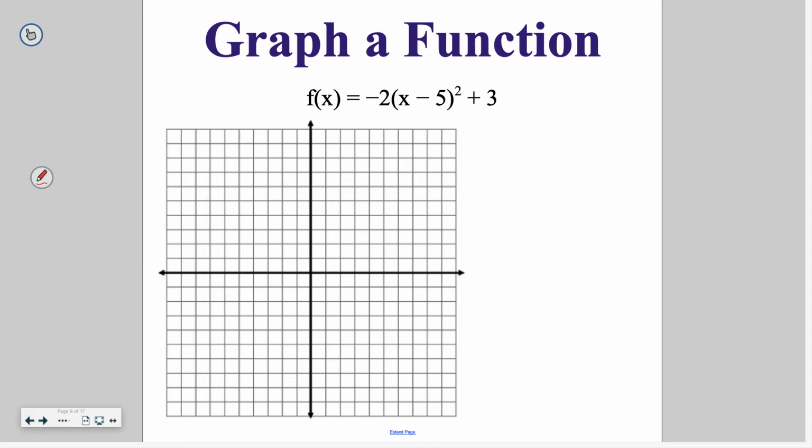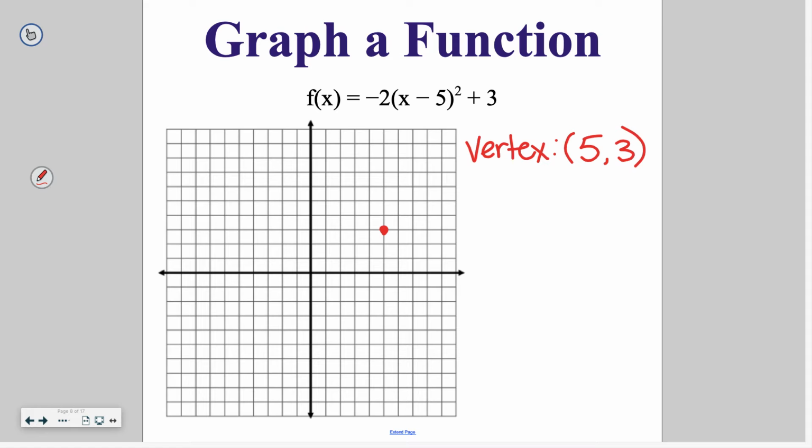So when you are graphing a function in vertex form, the first thing you're going to want to do is pick out the vertex. So in this case, my vertex is going to be at -5, 3. So I'm going to put my coordinates at 1, 2, 3, 4, 5, 1, 2, 3. So that's my vertex point.